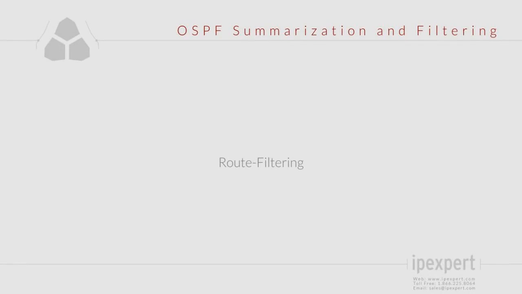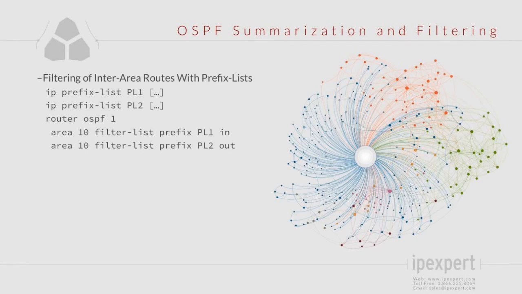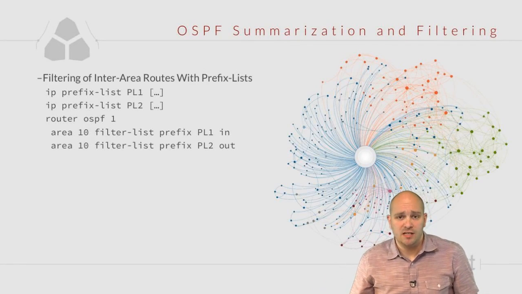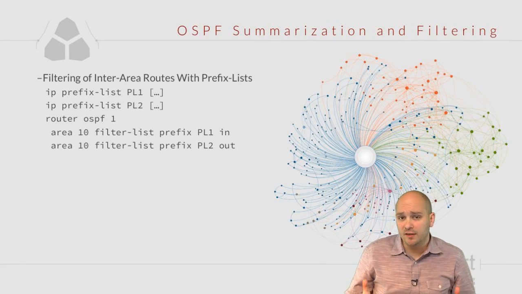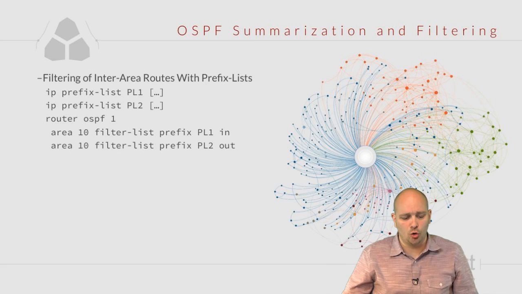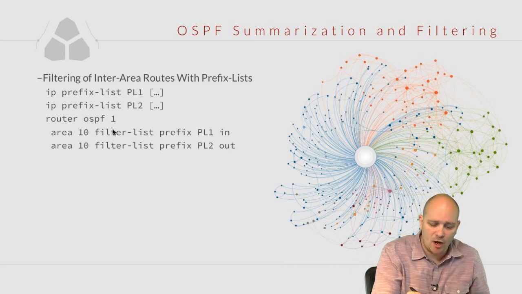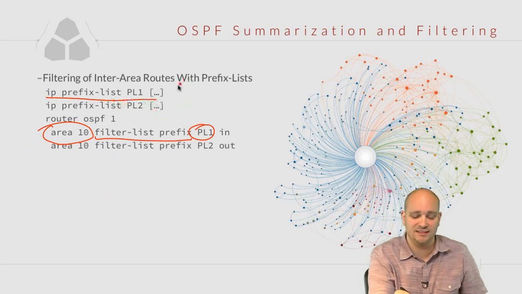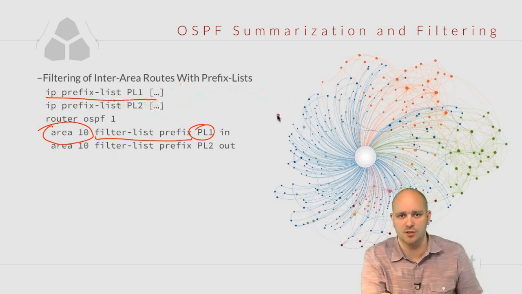Let's now talk about route filtering in OSPF. The primary filtering that can be done in OSPF is the filtering of inter-area type 3 routes using IP prefix lists and the command set called filter lists. Now, filter lists are going to be referenced on an area configuration in OSPF, and they have to reference a prefix list. So we have to define a prefix list that is either going to permit or deny certain routes.